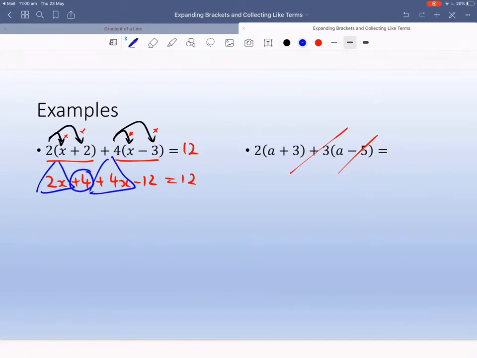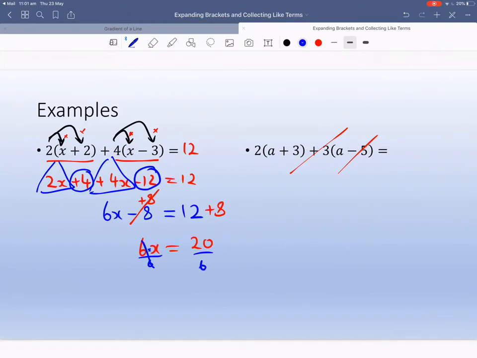Now what I'm doing is I want to collect like terms. All right. So I want to collect the like terms. So I'm going to 2x plus 4x, that's 6x. And then I've got 4 minus 12. Ooh, that gives me minus 8 equals 12. And now I'm going to start undoing it like I normally do. I'm going to move this 8 across. So I've got 6x equals 20. All right. Now, how do I undo that? Well, I'm going to undo that times 6 by dividing by 6.